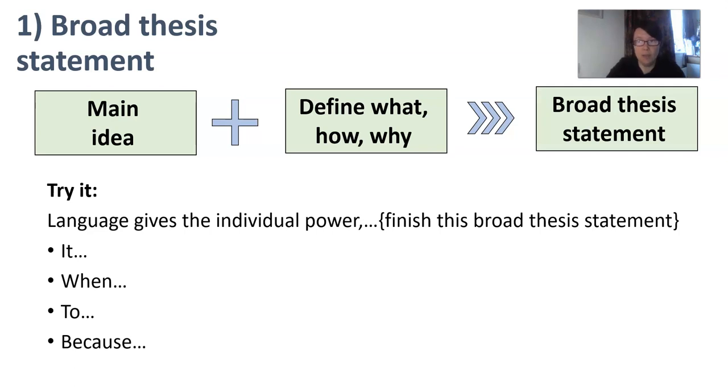And you could use one of these sentence openers that I've given you: it, and you could define it, or when, you could define how that happens. To gives us power to do what? Because, why does it give power? So choose one of those. So pause the video, practice this idea of a main idea, and then broadening it out into this kind of definition to create your broad thesis statements.